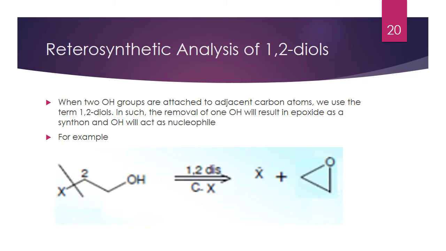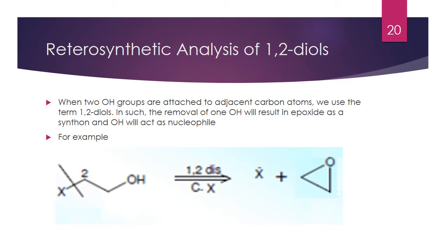Okay. So when we have diols, 1,2 diols, two groups are attached to adjacent carbons. So this is carbon number 1 to which an OH is attached, and we have carbon number 2 to which some other group is attached. So we are just imagining that both of these are OH, both of these are diols. So these are 1,2 diols.